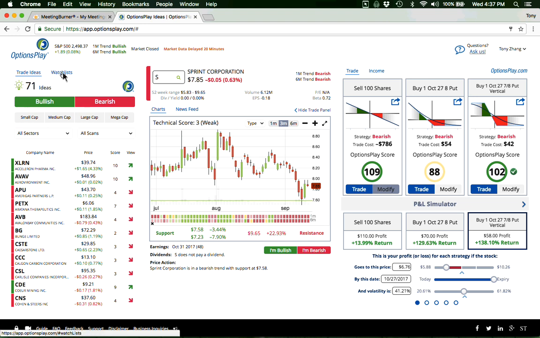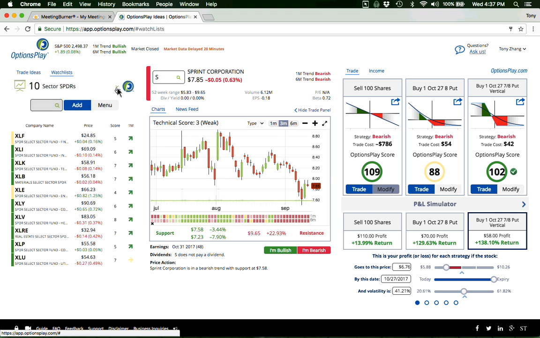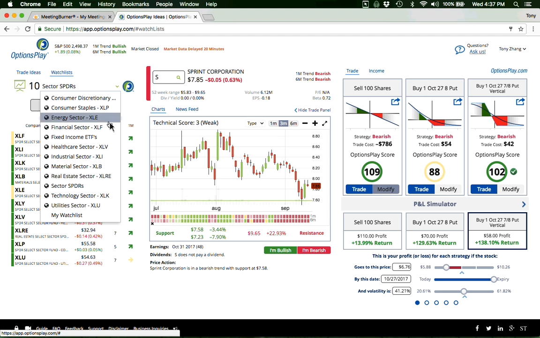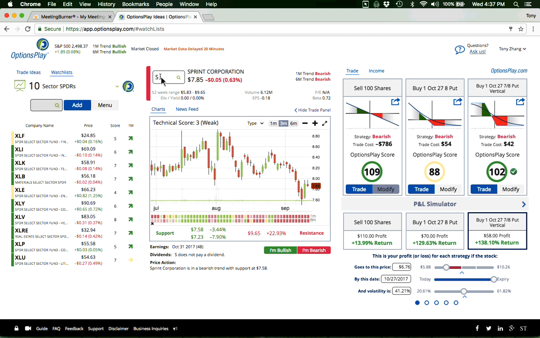We have trade ideas and watch lists on the left. We have our equity analytics panel here in the middle, and then we have trading and income here on the right. We call these 3 panels the what, the why, and the how of options trading. And what you have is trade ideas and watch lists. This is essentially what symbols you should be taking a look at. We have fresh trade ideas every single morning scanned for you, or you can create your own watch list, and we have pre-built ones based on the sector ETFs.